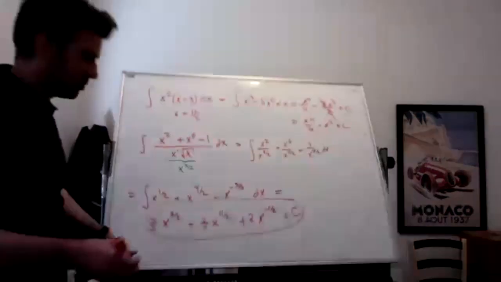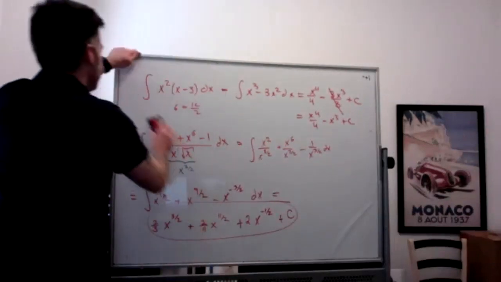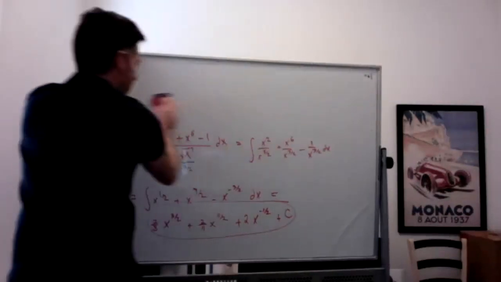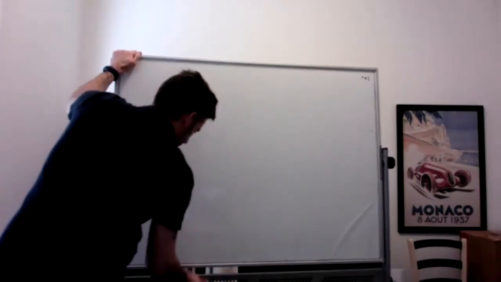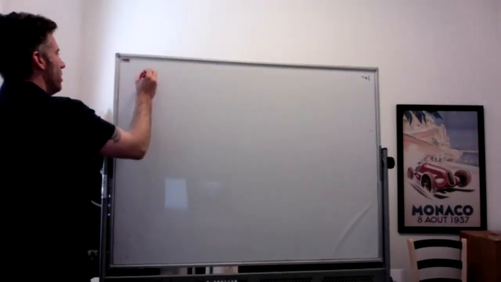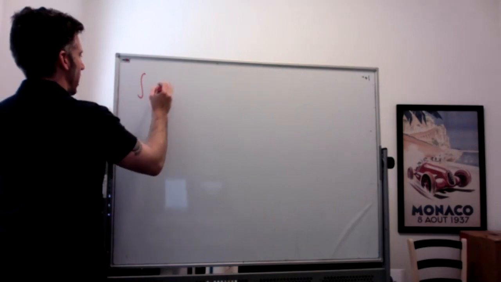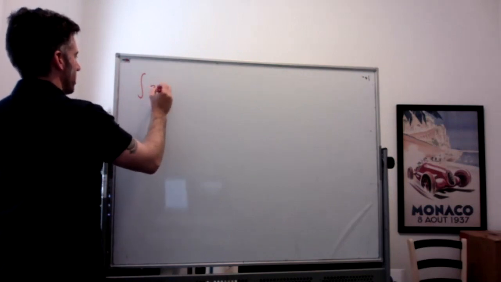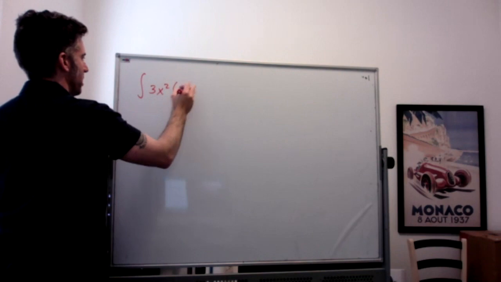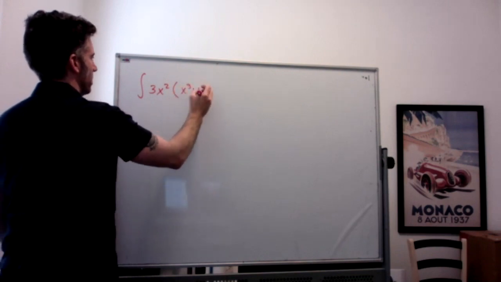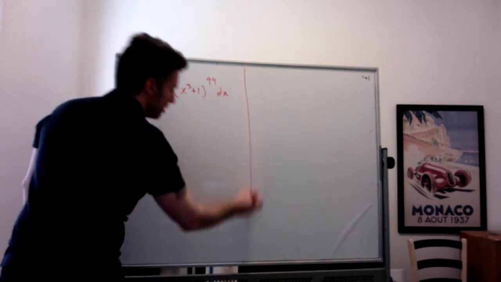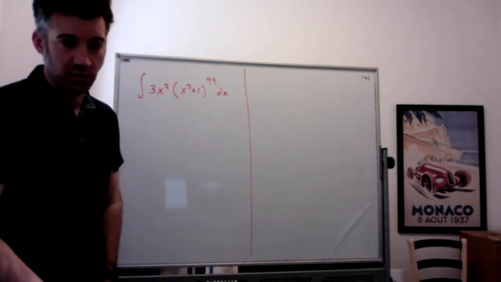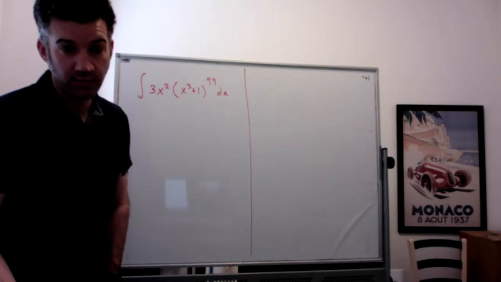So I think I can squeeze one more thing. Sometimes there are problems where you cannot multiply it out. Let me give you two examples and we'll call it a day. So there's this problem, the integral of, say, 3x squared times (x cubed plus 1) to the 99th power dx. Technically, you could totally multiply that out, but it would take you forever.